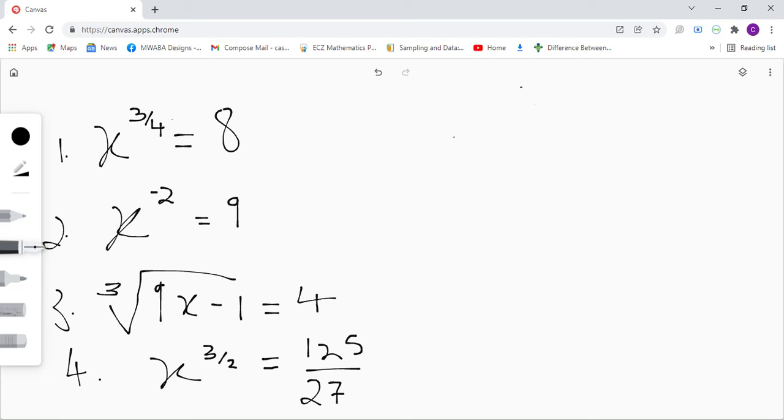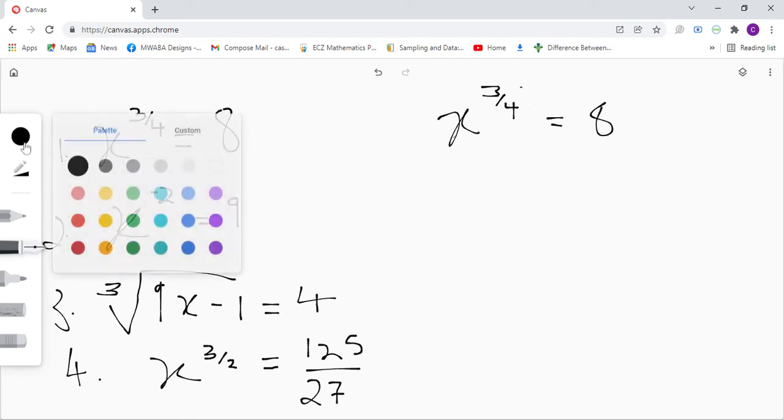of x, but in other instances, x will be the base and you have to find the value for x. So basically here the secret is you have to make the power 1 so that you can find the value of x. So this is what I mean. So x to the power 3 over 4 equals 8. Alright, so the way we can make this 1 is by multiplying both sides by 4 over 3.